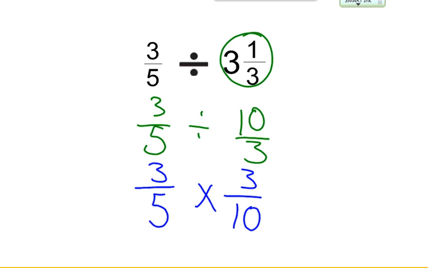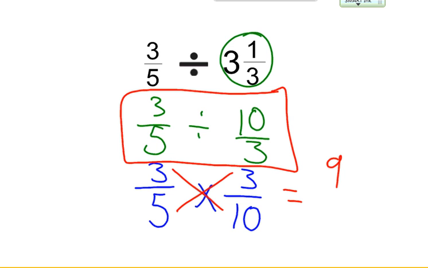3/10. And by doing that, now we can look across, now we can look at our diagonals, and 5 and 3, no relationship. 3 and 10, no relationship. This problem was designed to show you that we can't start our reducing here. We have to go to the multiplication step before we can start reducing. Because in the end, the correct answer is 9/50.